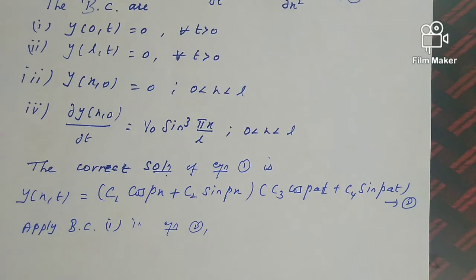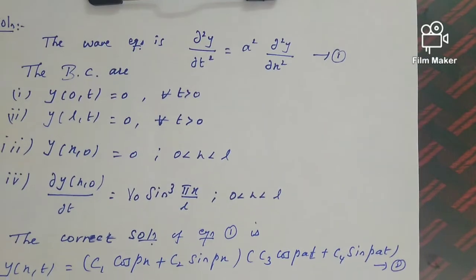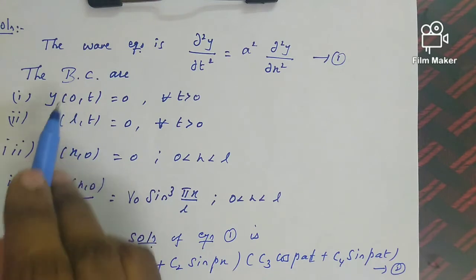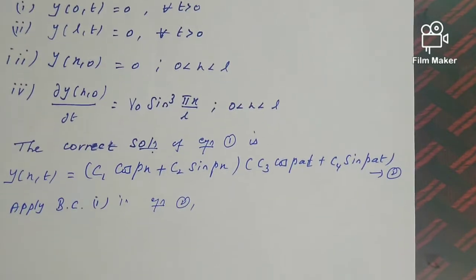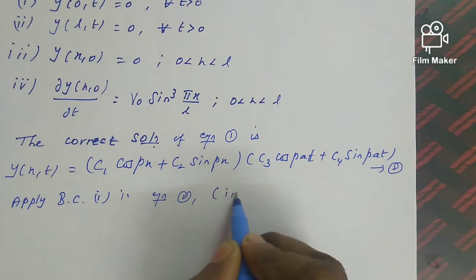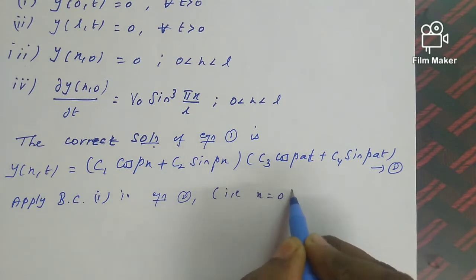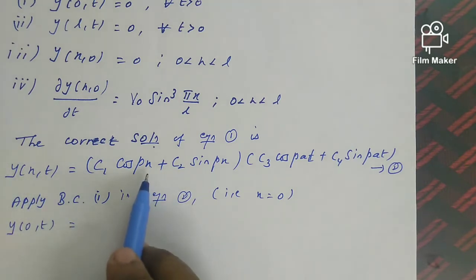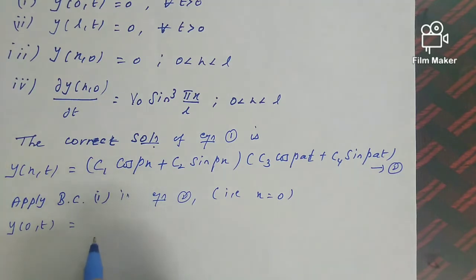So what is our boundary condition 1? y of 0 comma t equal to 0. That means we have to put x is equal to 0 in equation 2. So what will happen? The left hand side will become y of 0 comma t, because x is equal to 0 wherever x comes. Here look at this, c1 cos px, that means c1 cos 0. Cos 0 value is 1, so we get c1.